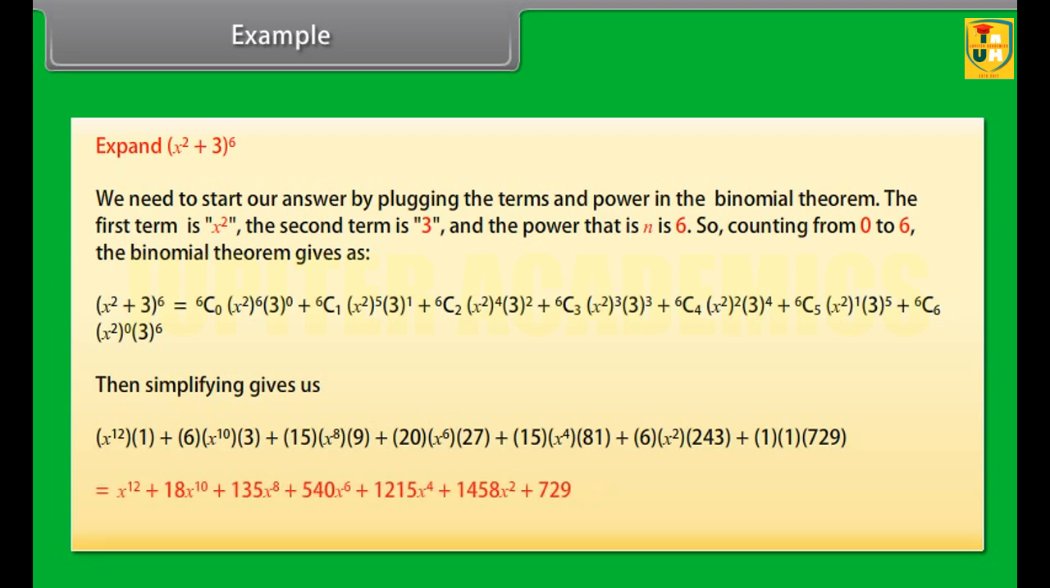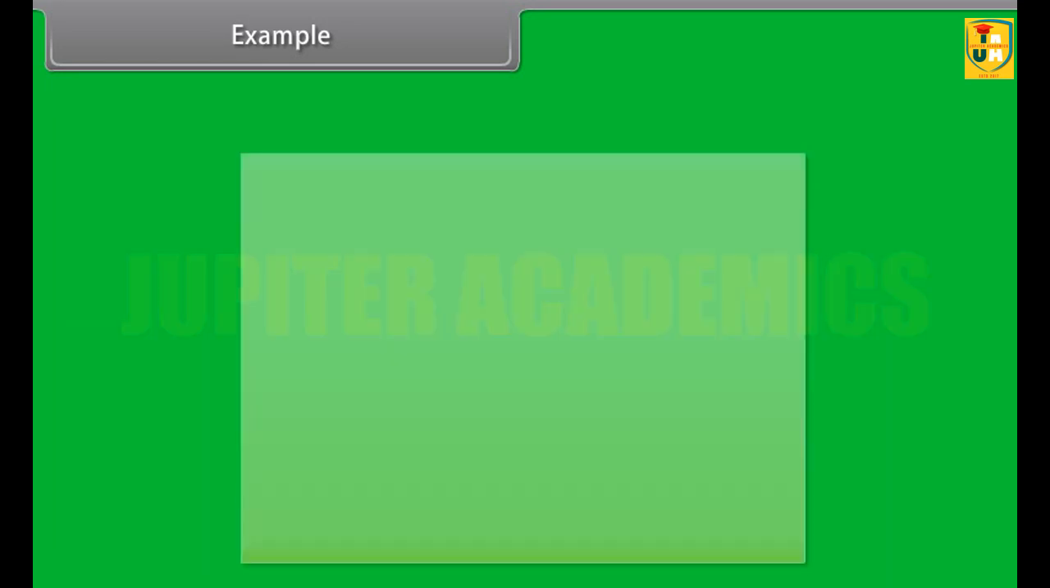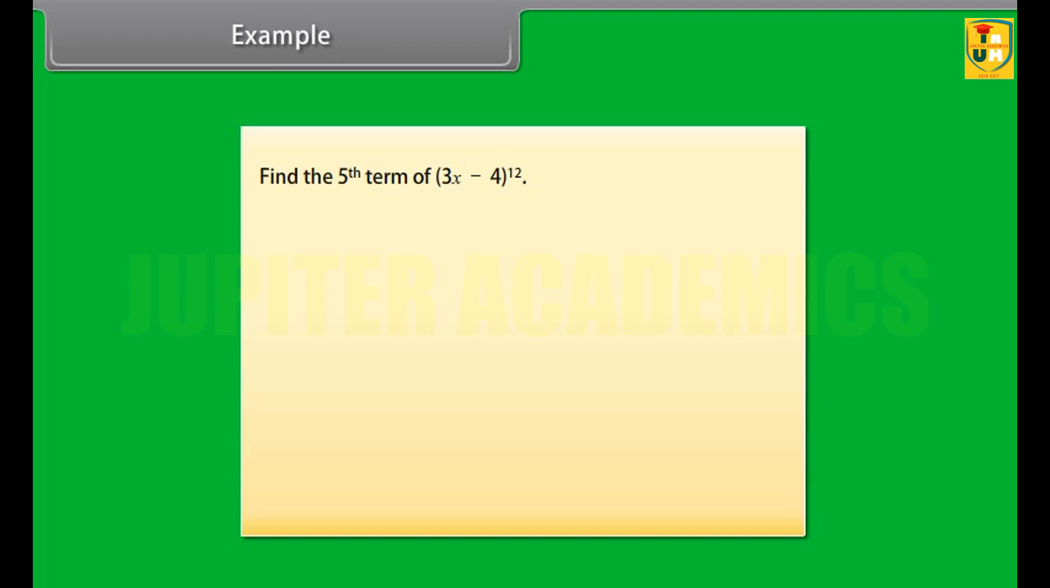x raised to power 12 plus 18 into x raised to power 10 plus 135 into x raised to power 8 plus 540 into x raised to power 6 plus 1215 into x raised to power 4 plus 1458 into x raised to power 2 plus 729. Example: find the fifth term of 3x minus 4 raised to power 12.